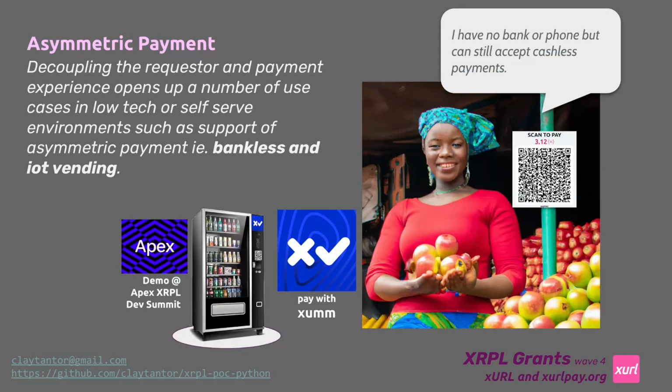Finally, in asymmetric situations where the payer has more technology, in this case a XUMM wallet, than the payee, someone who wants to receive goods but doesn't have a smartphone, might have an IoT device that costs like $2 or $3, like in vending, or might even be a person who wants to be able to accept digital payments but doesn't have a smartphone.